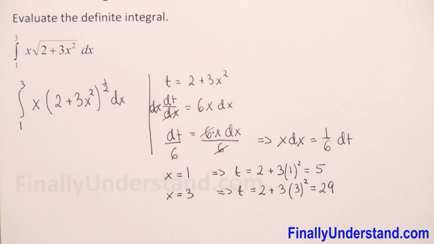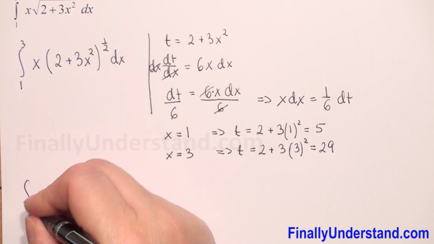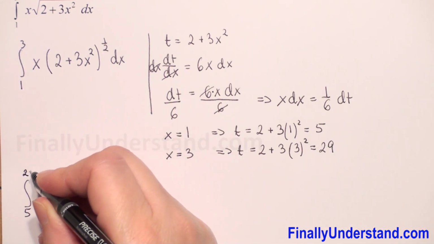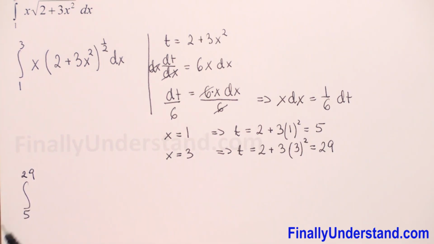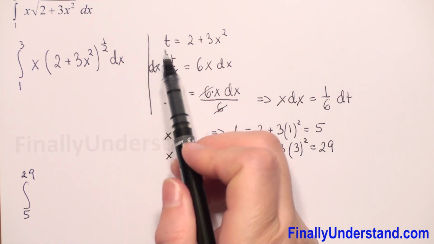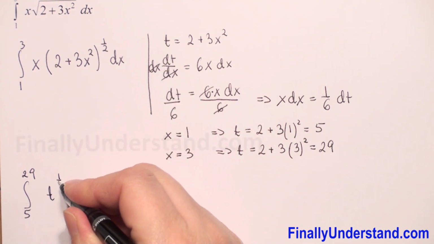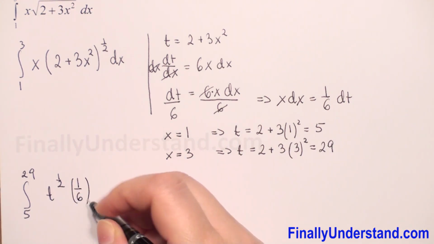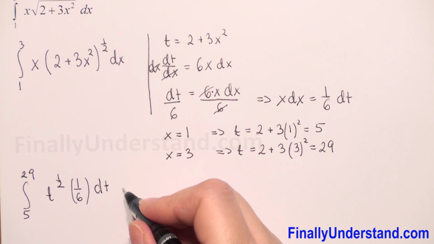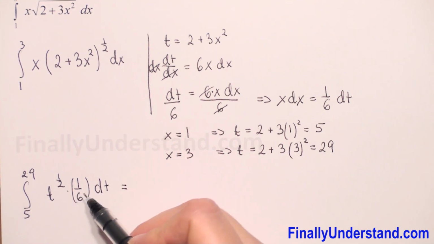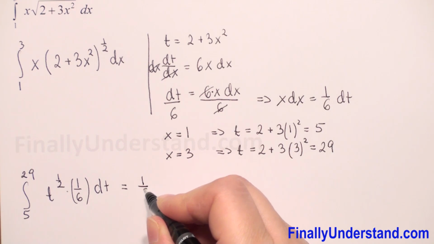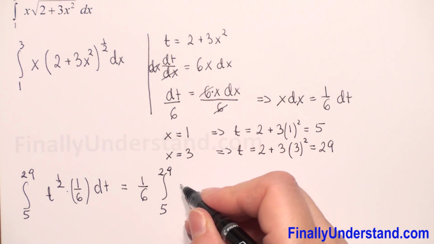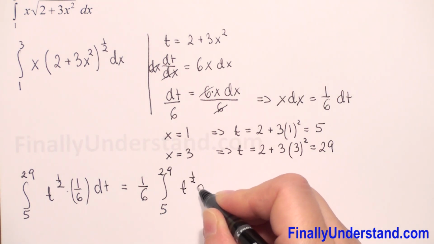So now we can rewrite our integral, and we will have the integral from 5 to 29. And for the expression in parentheses, we will put t to the power 1/2, and for x dx we have 1 over 6, I will put in parentheses, dt. So this is equal, we have multiplication and we have a constant. I can take this constant before the integral symbol. We have from 5 to 29, and we have t to the power 1/2 dt.